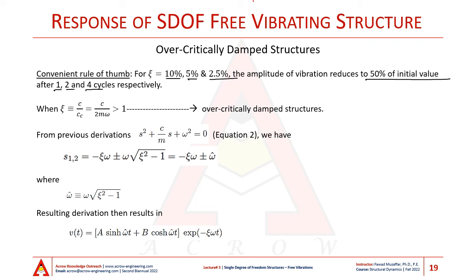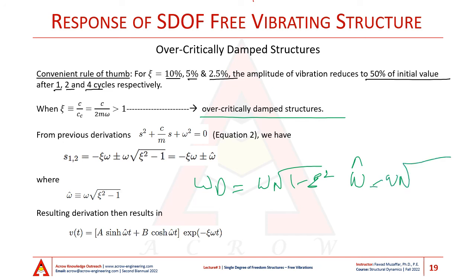With this, we have not yet considered a scenario where C over Cc is greater than 1, which is the case for overcritically damped structures. The equation of motion of overcritically damped structures is derived similarly to that of an undercritically damped structure. The only difference is that for an undercritically damped structure, omega d was equal to omega into square root of 1 minus psi squared, whereas for an overcritically damped structure, omega hat is equal to omega into square root of psi squared minus 1.